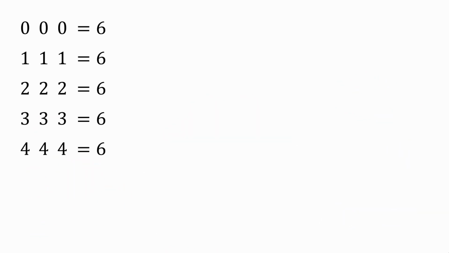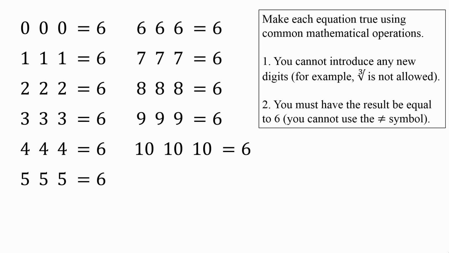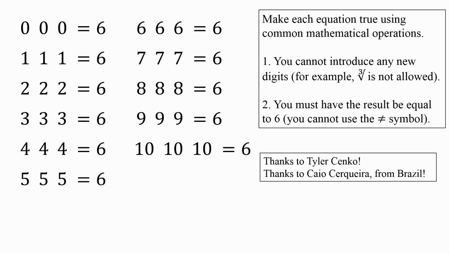Here's a very fun number puzzle. You start out with 3 identical copies of each number and you need to make it equal to 6. The puzzle is to make each equation true using common mathematical operations. There are 2 rules. First, you cannot introduce any new digits. So for example, the operation of cube root would not be allowed because it involves the digit 3. The second rule is you must have the result equal to 6. You cannot use the not equal symbol.